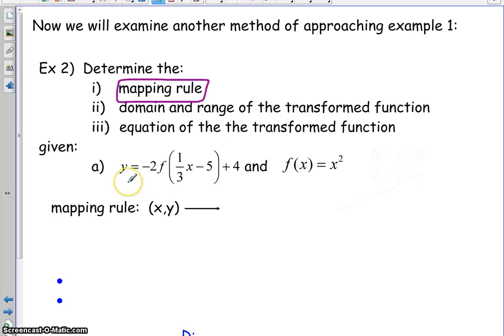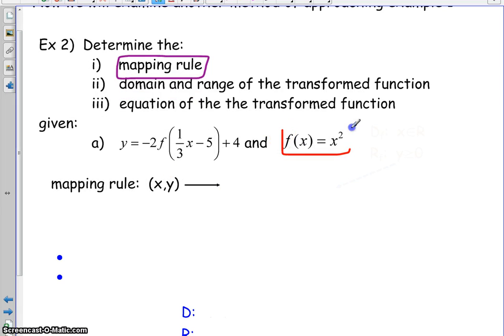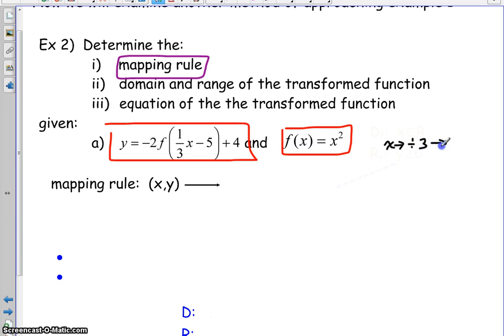Okay, so now let's try and use that method and try and figure out the solution to this one. So we're given that the parent function is y equals x squared. Okay, and this is our transform function. Let's try and figure out the mapping rule. Okay, so inside our function here, x gets divided by 3 because it's x times a third, and then we subtract 5. So for our mapping rule, we're going to add 5 first, and then multiply by 3. So for your mapping rule, you should get x plus 5, then times 3, and then -2y plus 4.